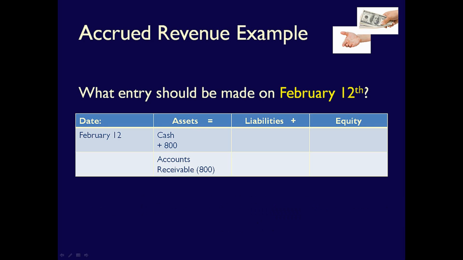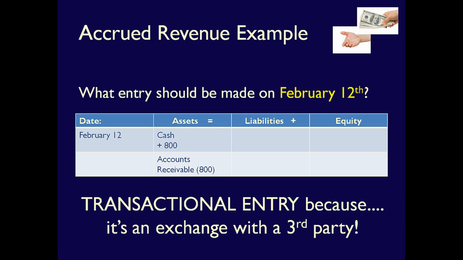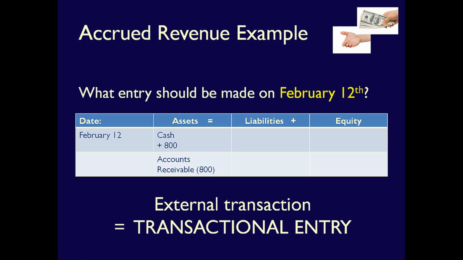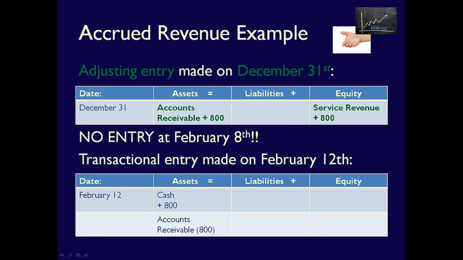What type of entry is this? It's a transactional entry because it's an exchange between two parties, plus it involved cash, and we know that whenever cash changes hands, it's a transactional entry. It's also an external transaction because it's an exchange between two parties involving cash. External transactions are always transactional entries. Now, let's look at both entries together. Remember that the first entry is an adjusting entry made at the end of the period or year. It's an internal transaction recording the fact that the company earned revenue because they provided a service, and an asset because they have a legal right to collect cash in the future.